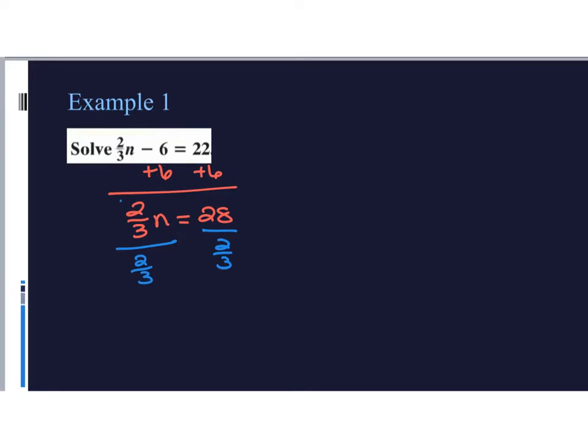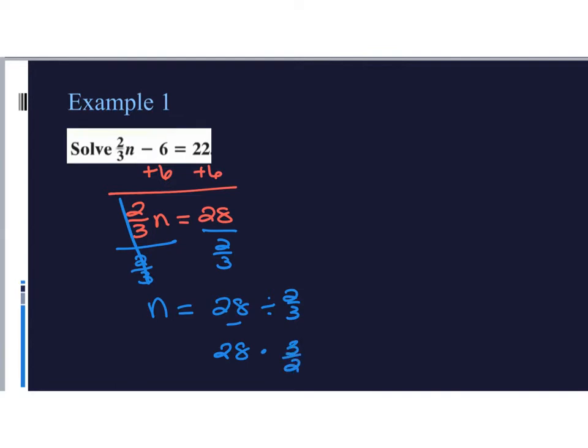So what happens then is my 2/3 are going to cancel over here, and I'm left with n equals 28 divided by 2/3. Remember, when you're dividing fractions, you're going to multiply by the reciprocal, or keep the first term, change the symbol from division to multiplication, and flip the second term. So this gives me 28 times 3 divided by 2.